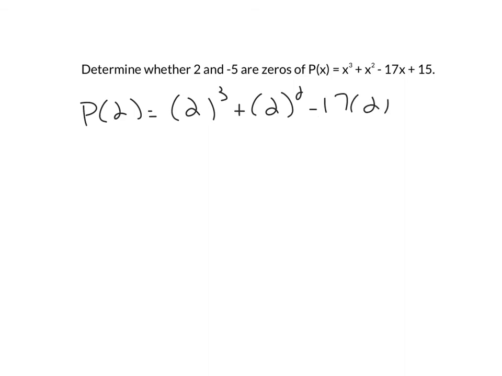So I get 2 cubed is 8. 2 squared is 4. 17 times 2 is 34. That's 15. If I work all that out, I get -7, which is not 0. So 2 is not a 0.